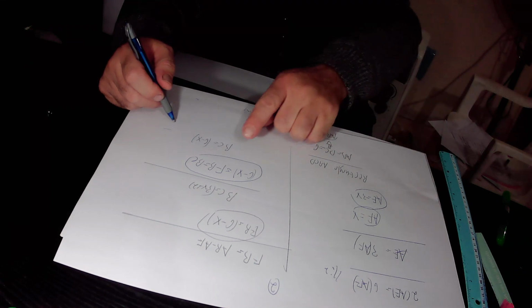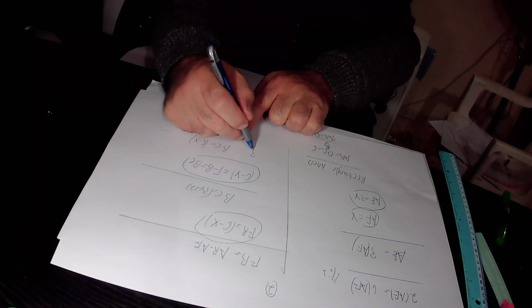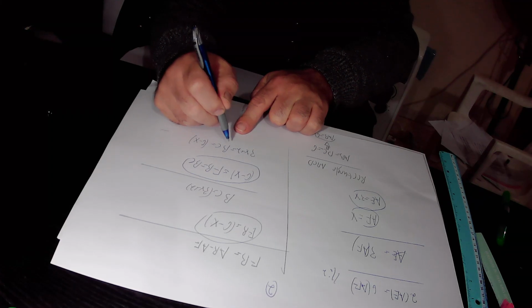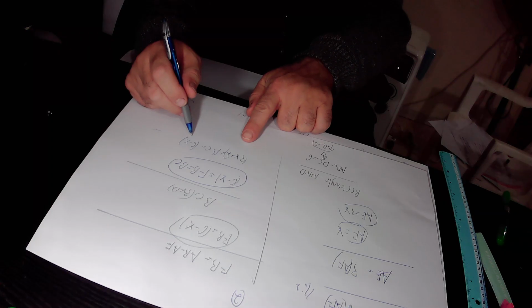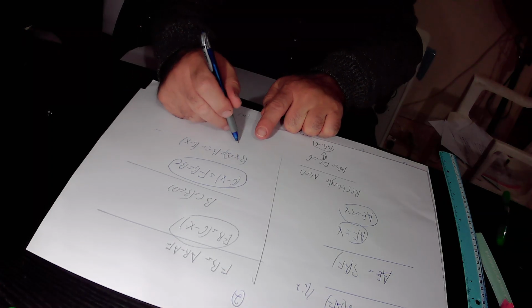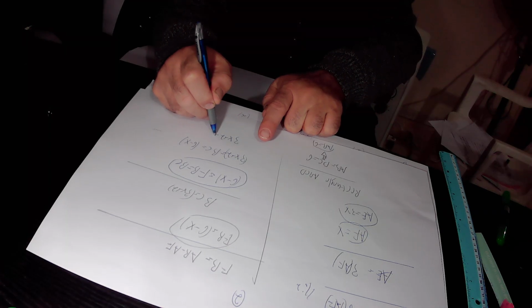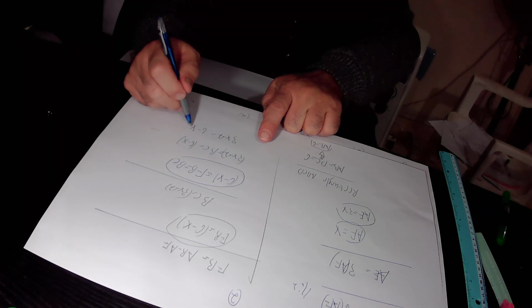So from one side, BC equals 3x plus 2. From the other side, BC also equals 6 minus x. From this equation, those two sides of the equation are equal to each other. That is to say, 3x plus 2 equals 6 minus x.